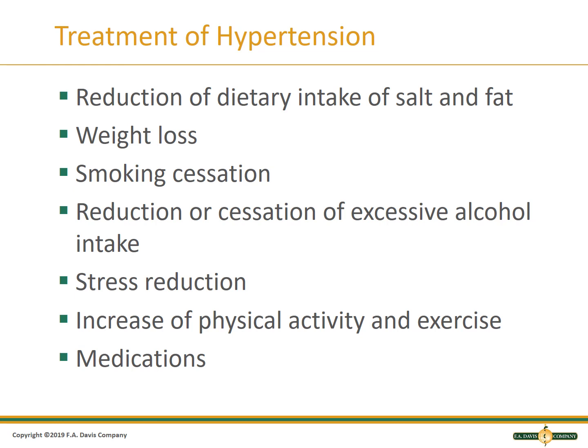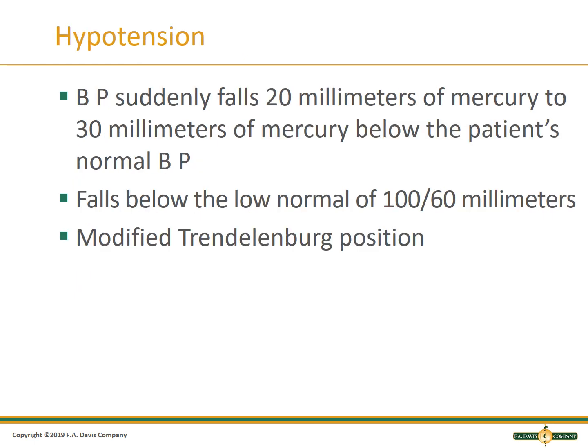When left untreated, hypertension can result in permanent damage to the brain, the heart, the kidneys, and the retinas of the eyes. Hypotension is when the blood pressure suddenly falls 20 to 30 millimeters of mercury below the patient's normal blood pressure. It falls below the normal of 100 over 60 millimeters.